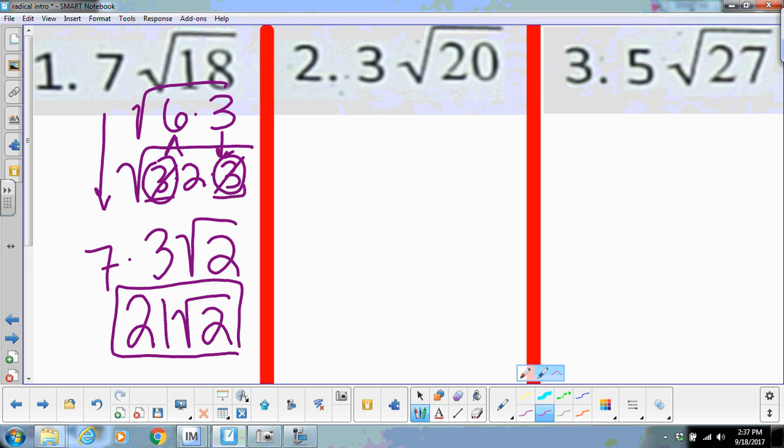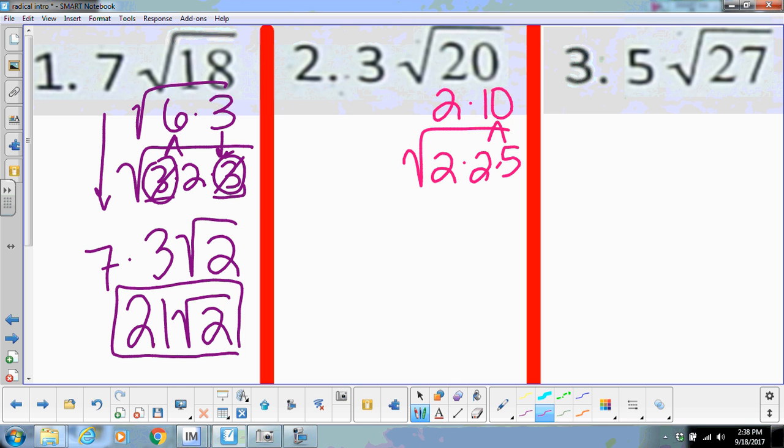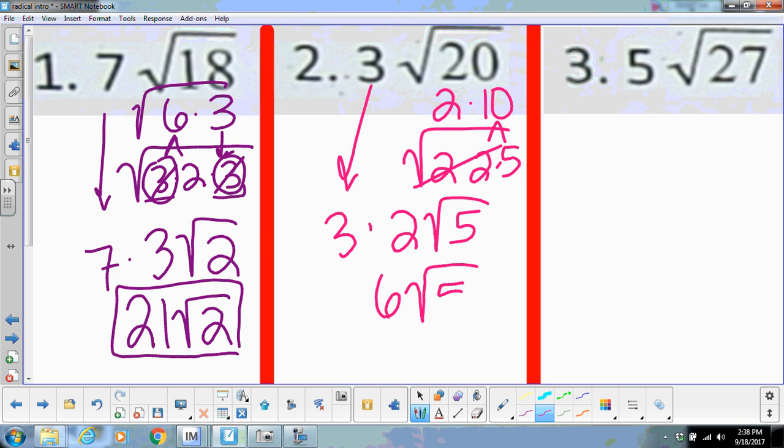Okay, for 20, you might have chosen 2 and 10. 10 is going to break down into 2 and 5. We've got a pair of 2's here, so that 2 would come out, the 5 would stay in, you still bring down your 3, and that still gives you 6 radical 5.